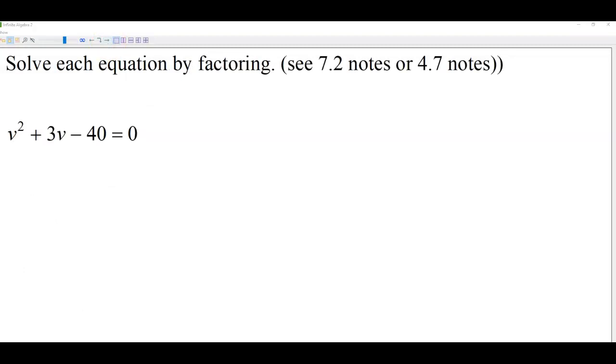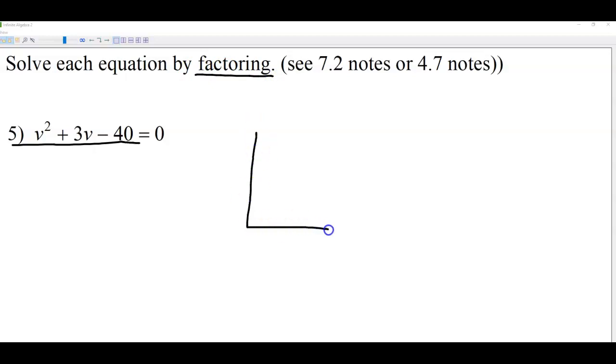Now, this is a quadratic equation here for number 5. For quadratic equations, they always have to be equal to 0 before you can solve it. Now, we've learned 2 methods for solving quadratic equations. One is factoring, and the other one is the quadratic formula. On this problem, they want me to factor it. So I'm going to do this box method for factoring it.